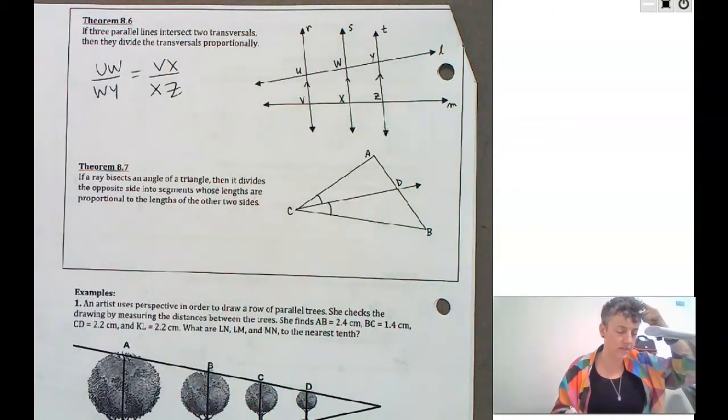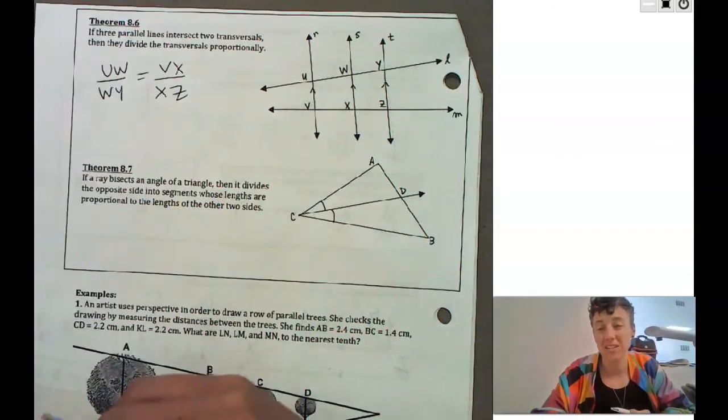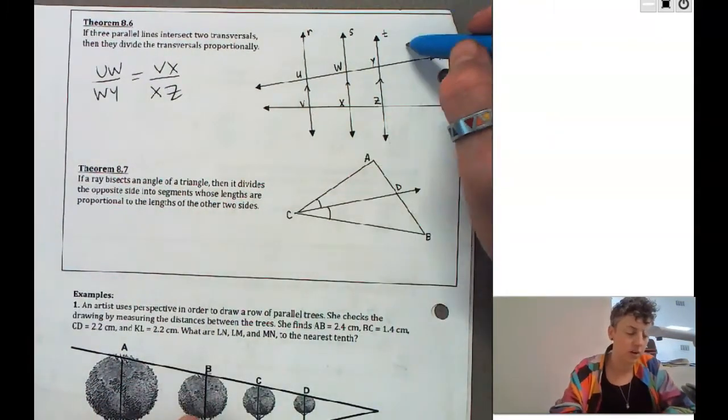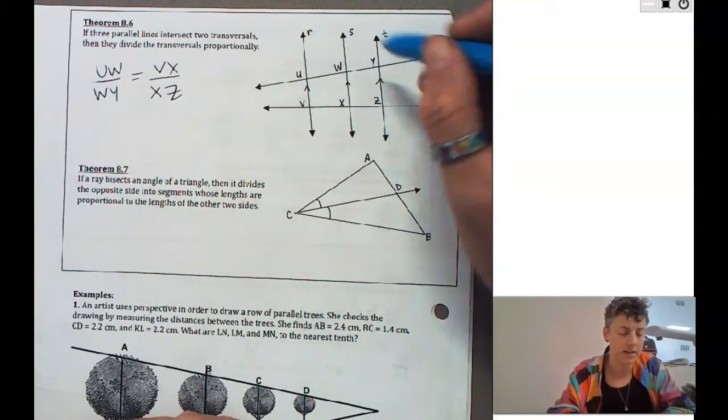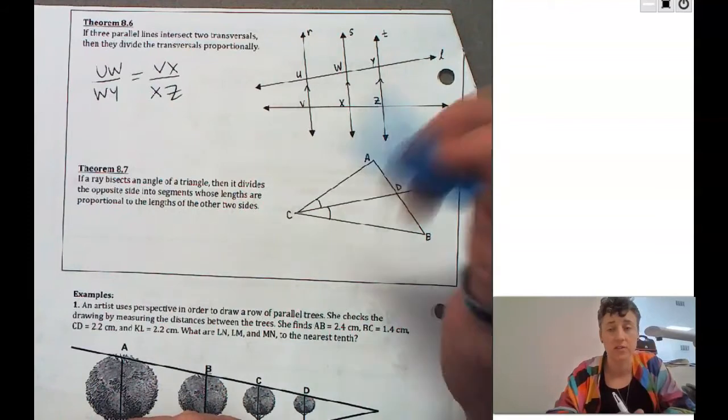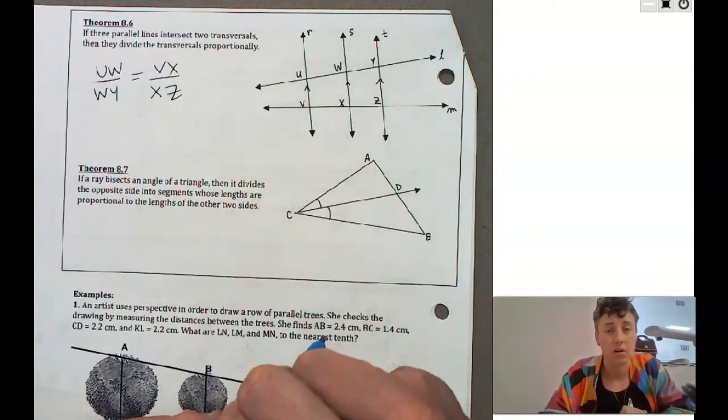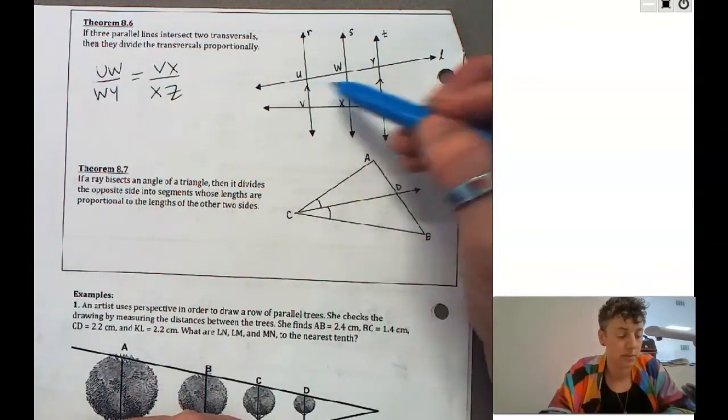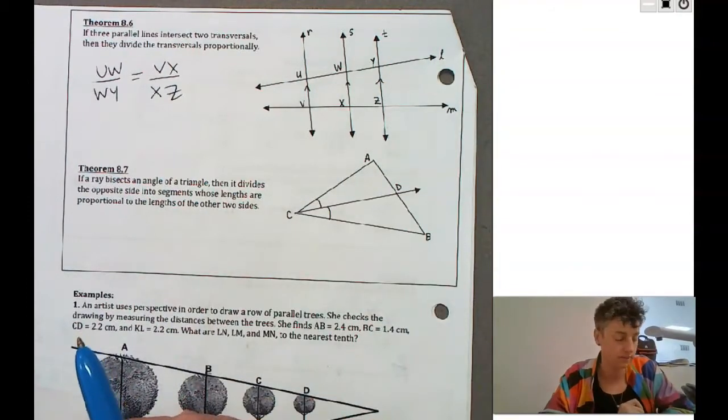That's pretty nifty. And you know what? This would continue on. If there were 4 parallel lines, we could add another one. If there were 5, 6, 7, 8, they would all be proportional. Those parallel lines do some beautiful things.